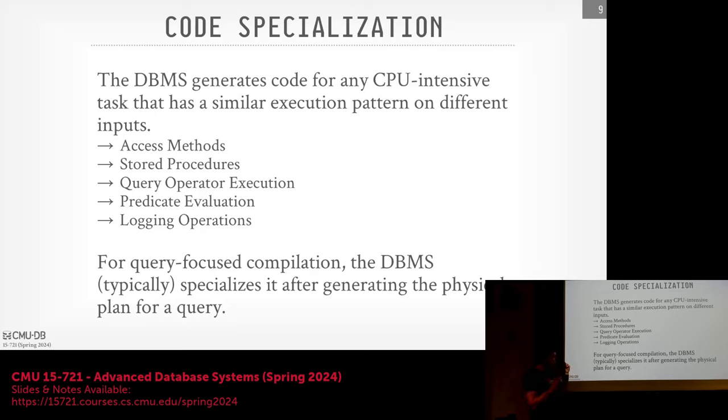So when we're actually going to do this, for anything that's focusing on queries, we're going to do code generation or code specialization when we have the physical plan. So a SQL query shows up. We go through the parser, the binder, the query optimizer, and then now we have a physical plan. Then we convert that into specialized code, right? Because we want to reason about physical plans and not something higher level or abstract.